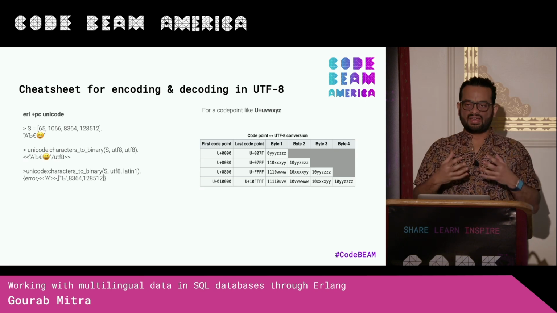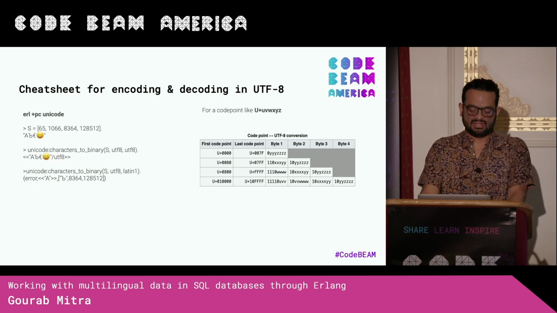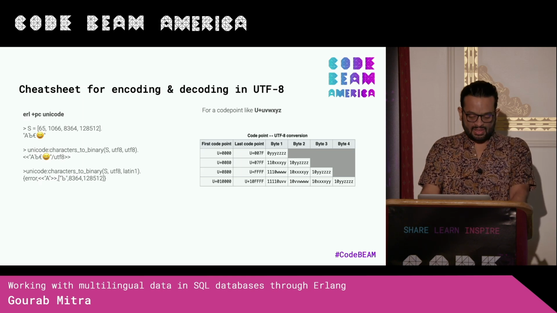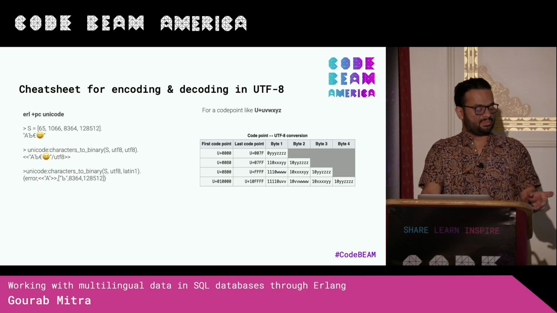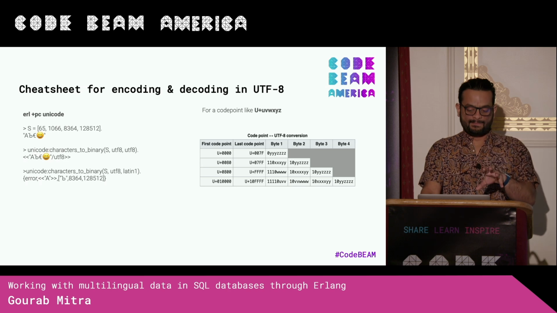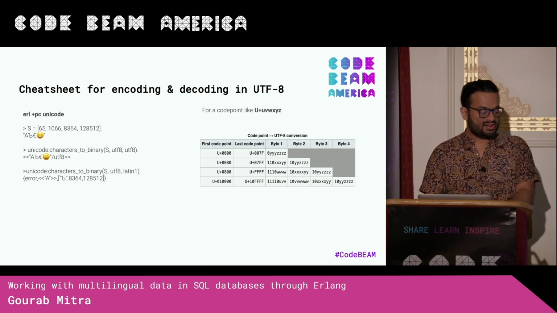So it comes back as the same output, but it now has the UTF-8 encoding specified in the binary. But if you switch this up a little bit and say, oh, no, I want the out encoding to be Latin 1, it throws an error. And the error is really useful here.